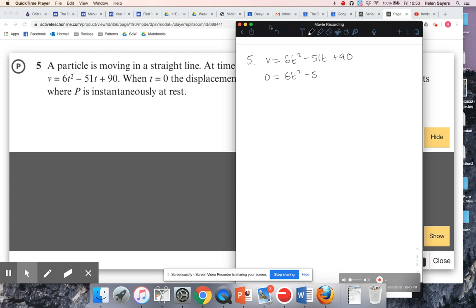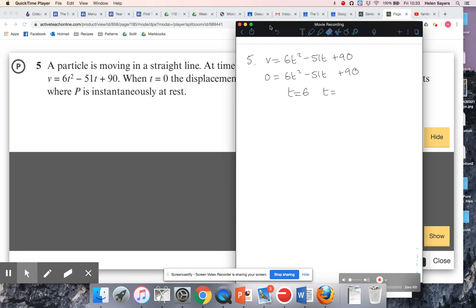So I'm basically going to solve that quadratic. I'm going to be lazy and just stick that straight into the calculator. Okay, so that gives me T is 6 and T is 5/2.